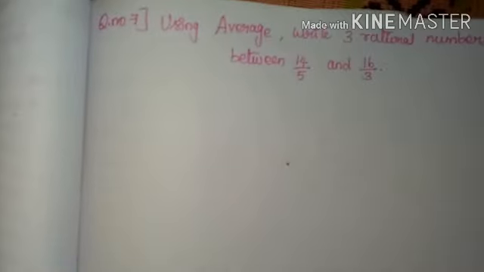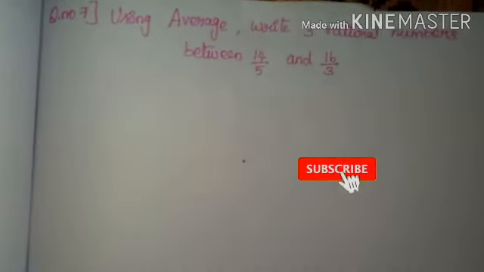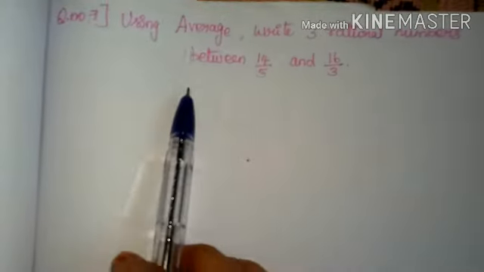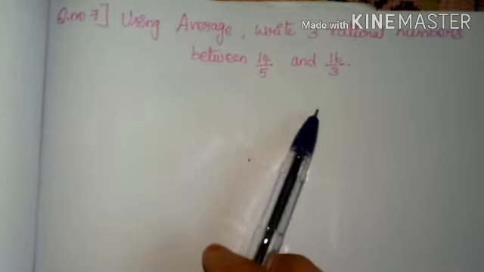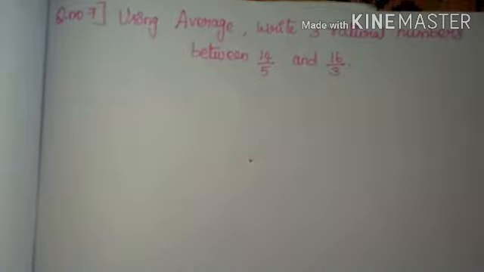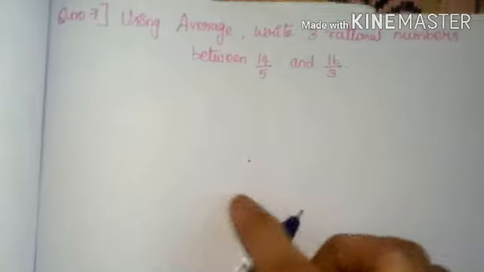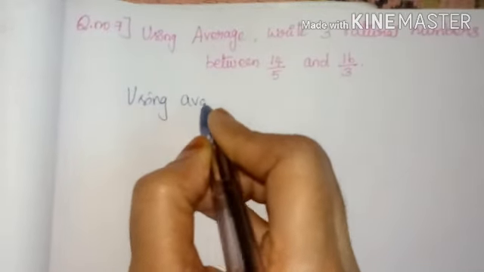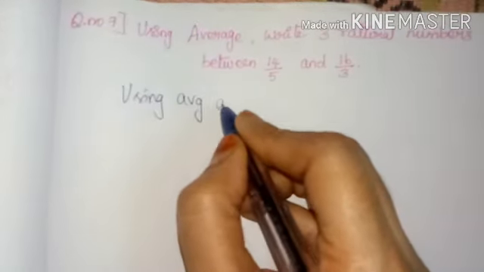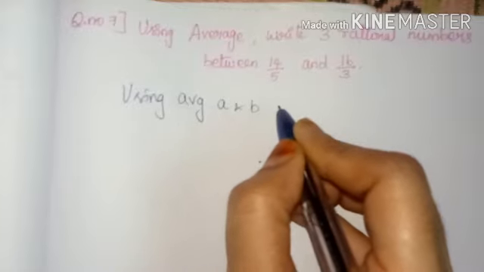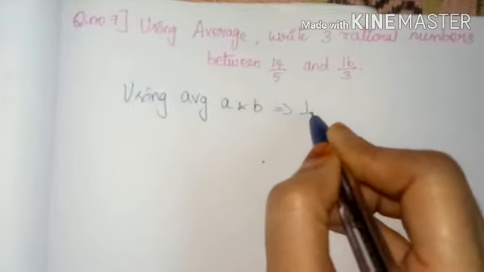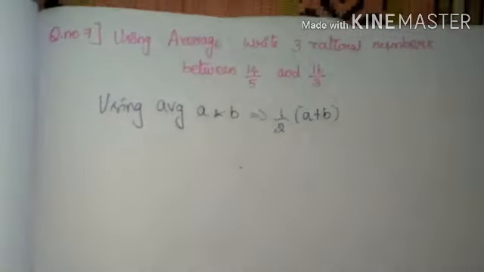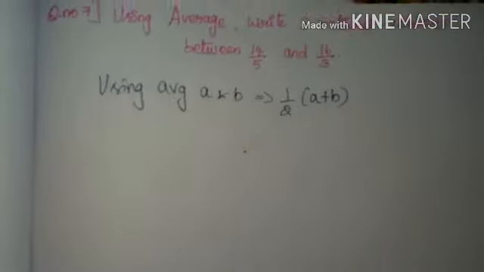Question number 7 from exercise 1.1. Using average, write three rational numbers between 14 by 5 and 16 by 3. Using average, the rational numbers between A and B, the format is 1 by 2 into A plus B.